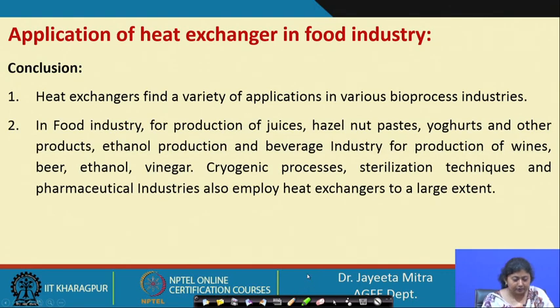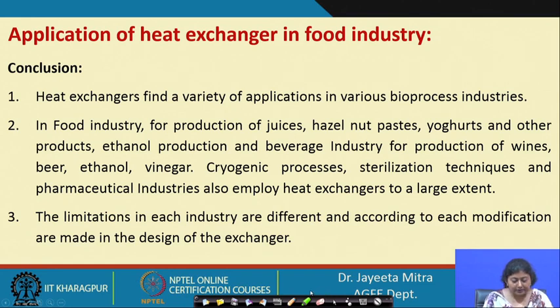So, we can conclude by saying that heat exchangers find a variety of applications in various bioprocess industries. In the food industry, for the production of juices, hazelnut paste, yogurt and other products; in ethanol production and the beverage industry for the production of wine and beer. The cryogenic processes, sterilization techniques, and pharmaceutical industry also employ heat exchangers to a large extent.